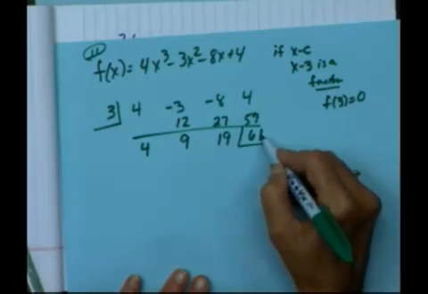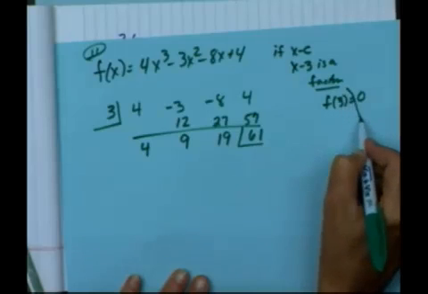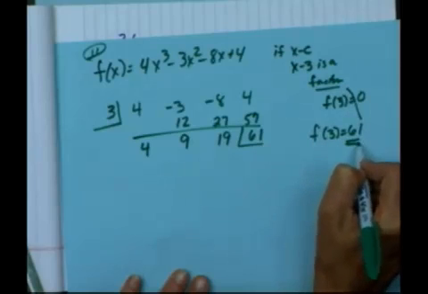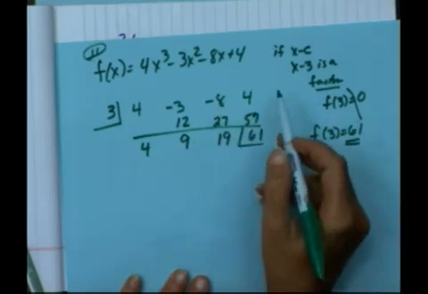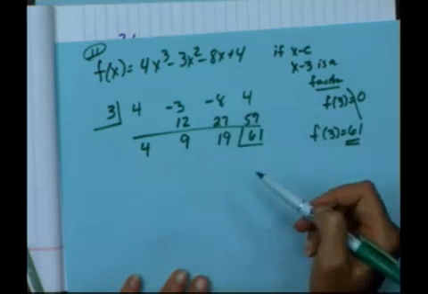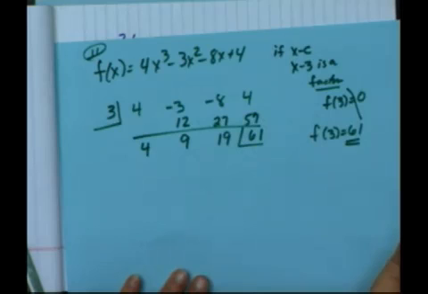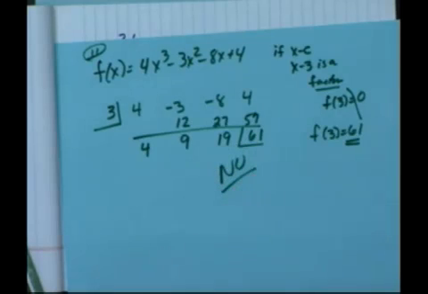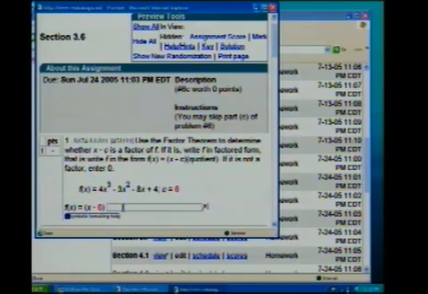Okay, so that means that f of 3 is not equal to 0. f of 3 is equal to 61. So in the textbook, it says determine is x minus c a factor. So is x minus 3 a factor? No. What do the instructions say? Right, if it's not a factor, enter 0. So that's the way WebAssign had to do it. I don't know if 6 is or not, but for 3 it's not.